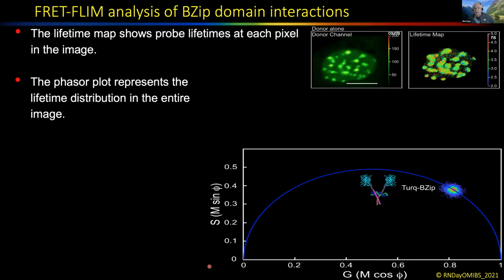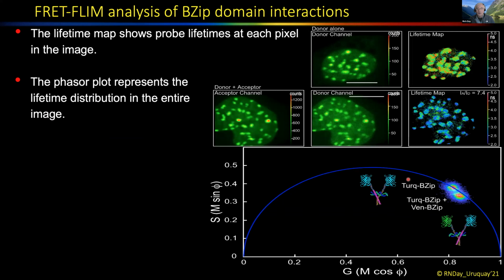So this is an experiment now where we have C/EBP alpha, just actually the BZip domain of it, tagged with turquoise. This is our donor alone. This is our donor channel and a FRET efficiency map. And what you can see is that the lifetime is around 3.8 nanoseconds. So it's unquenched donor bound to DNA.